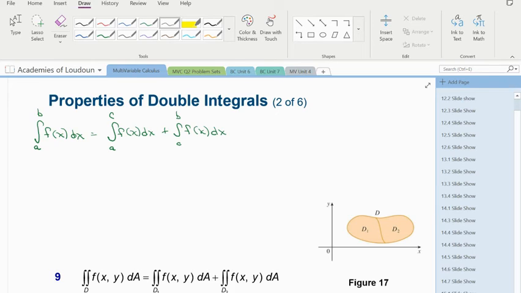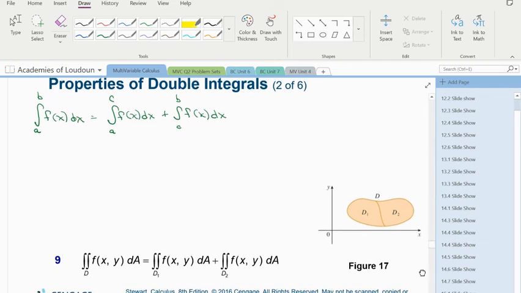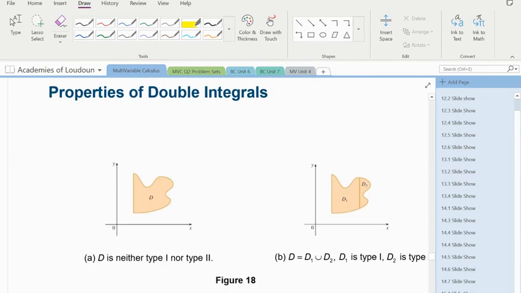As shown in figure 17, if D is defined as a union of D1 and D2, where they don't overlap except perhaps on their boundaries, then we have the property, defined with property 9, that the double integral over the region D can be defined as the sum of the integral over D1 and the integral over D2. So this property can be used to evaluate double integrals over regions D that are neither type 1 nor type 2, but can be expressed as a union of regions of type 1 or type 2.